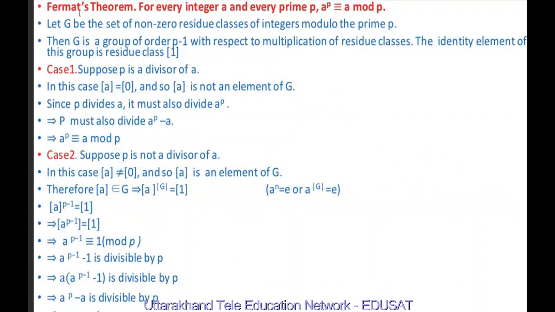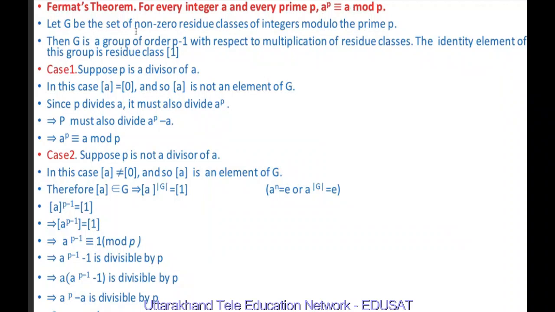Now Fermat's theorem. Fermat's theorem states that for every integer a and every prime p, a raised to power p is congruent to a mod p. We know that if a raised to power p is congruent to a mod p, it means a to the p minus a is divisible by p.